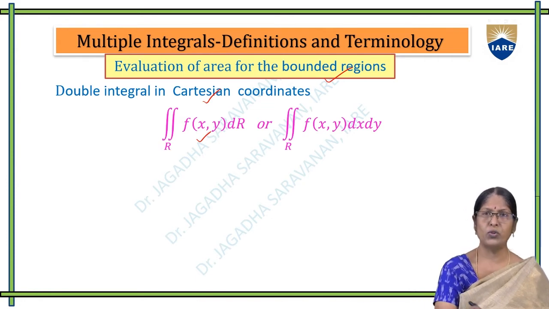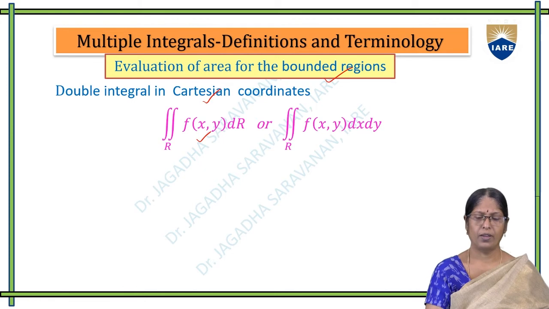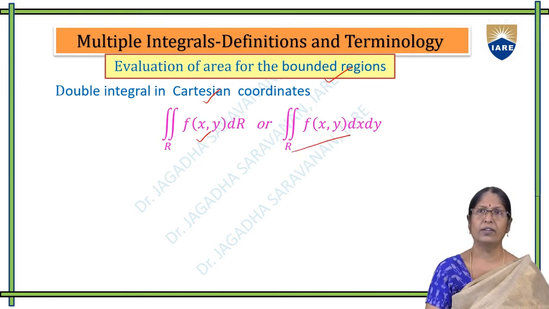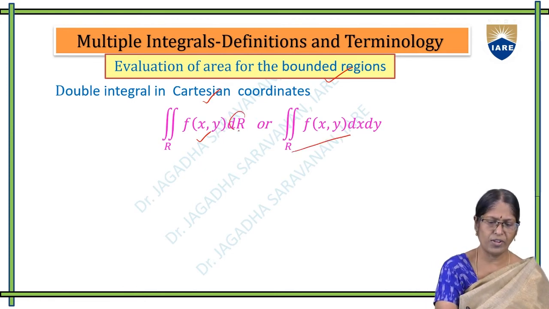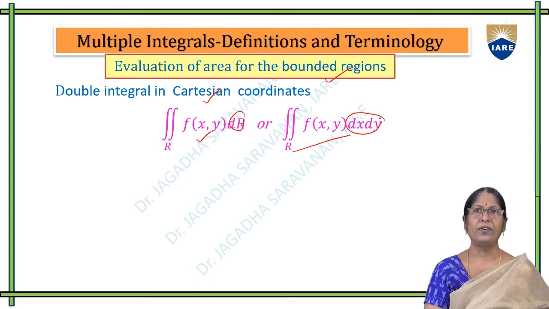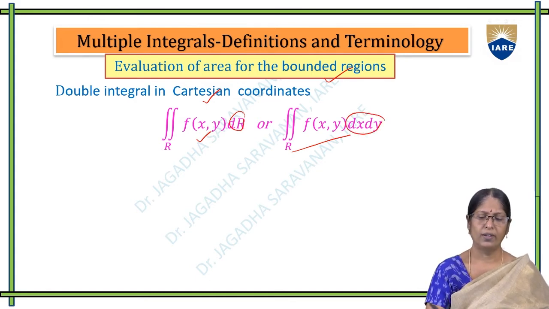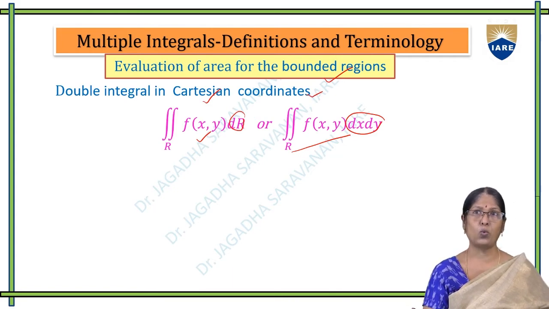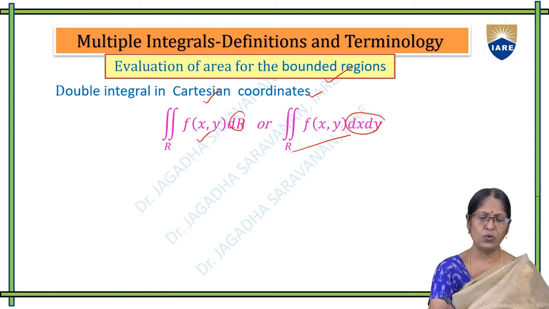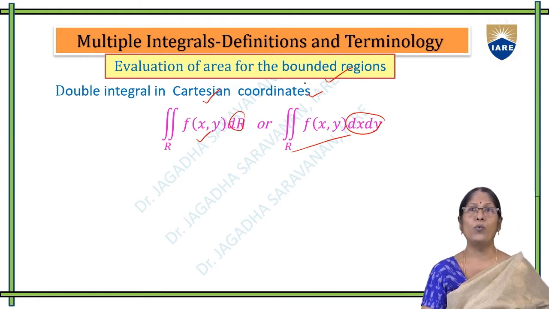Now, coming to the point here, we notice our dR region is replaced by dx dy in the Cartesian formula, Cartesian coordinates. This is used for a bounded region to calculate area.